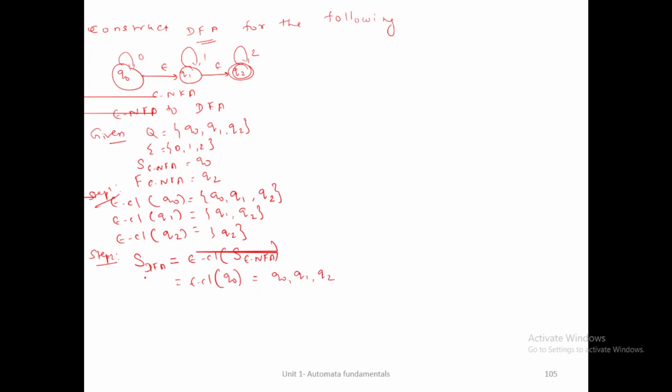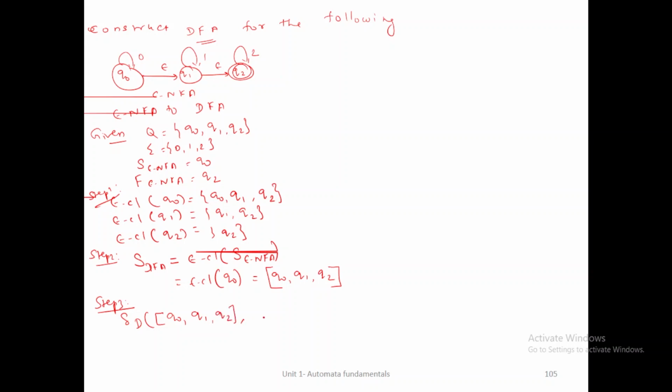What is this? This is nothing but the starting state of the DFA. If it is a state, that state should be written within square brackets in the DFA. Is it clear? Then step 3. We should calculate tilde D. Tilde D for which state? The starting state.